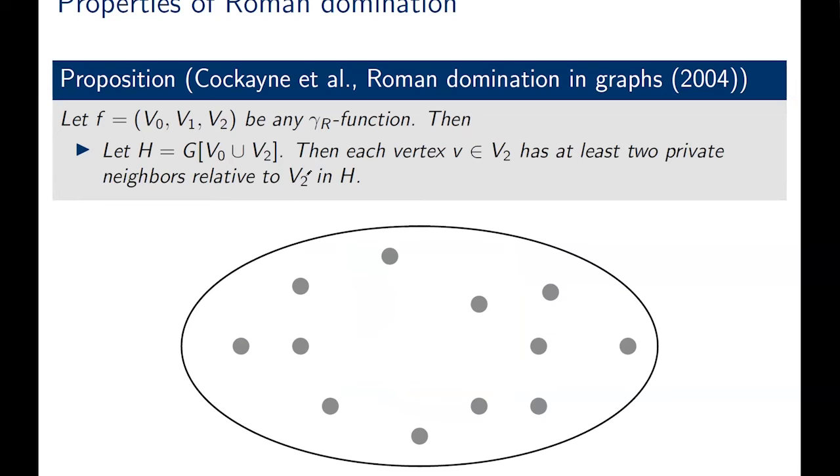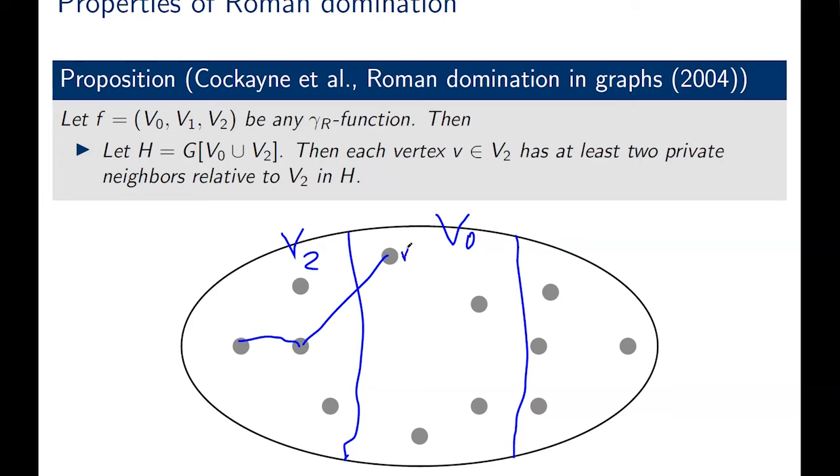And now let us move to the maybe not so obvious property of Roman dominating functions. Again, we have the graph induced by V0 and V2. And then every vertex in V2 has at least 2 private neighbors relative to V2 in H, meaning that, again, V2 is the smallest dominating set in the subgraph induced by V2 and V0. If it has just 1 private neighbor, for example, let's say that vertex private neighbor, so it is connected to this vertex and it dominates.